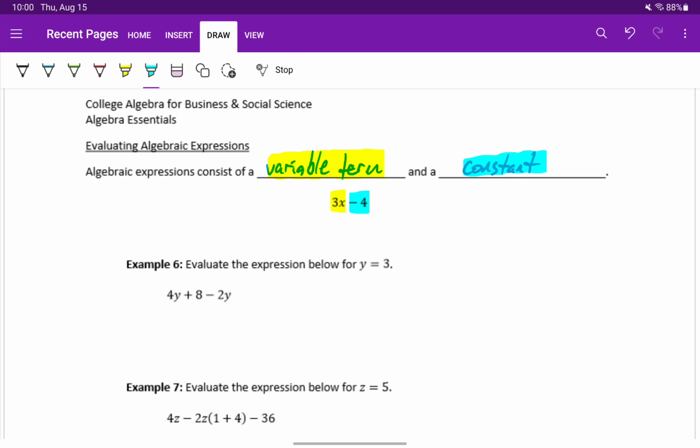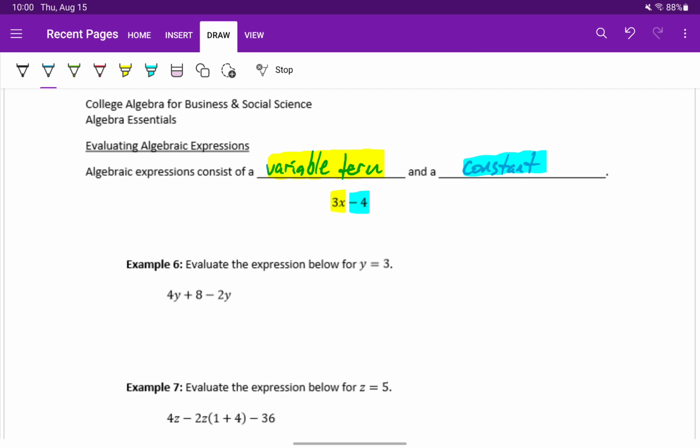We could also have an expression like just 3x without that constant term, but we would know that there's a plus 0 hanging around out there if we wanted to write it out. So really what we're looking for in an algebraic expression is to have a variable term, a letter appearing somewhere in the mix of all of our numbers.